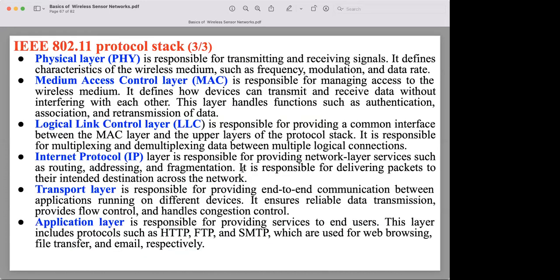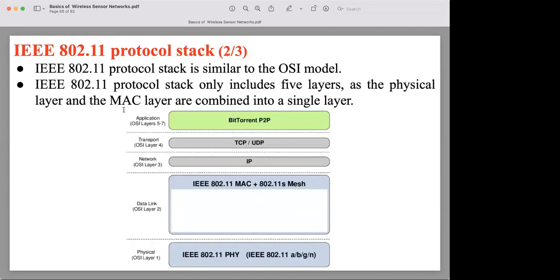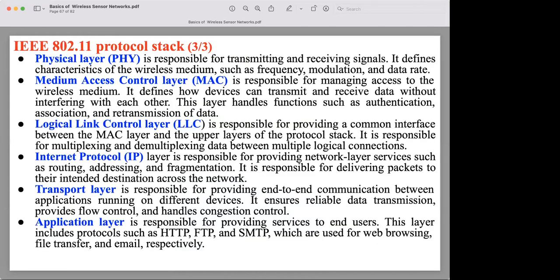Here we can see that the main difference is this: they divide the MAC layer, that means the second layer, the data link layer, into 2 sublayers, the MAC layer and the logical link control layer, so that they can make the connections and handle all the other local connection responsibilities. The IP and TCP transport protocols are the same as in our OSI model in Wi-Fi.